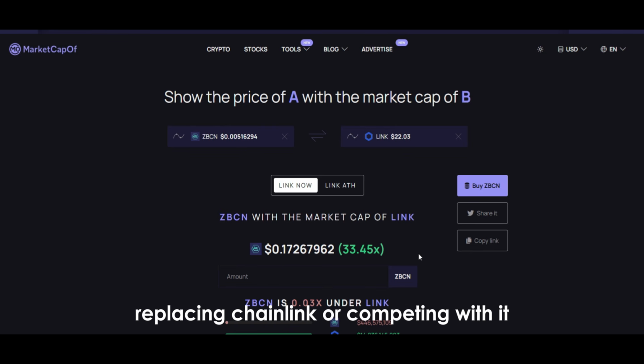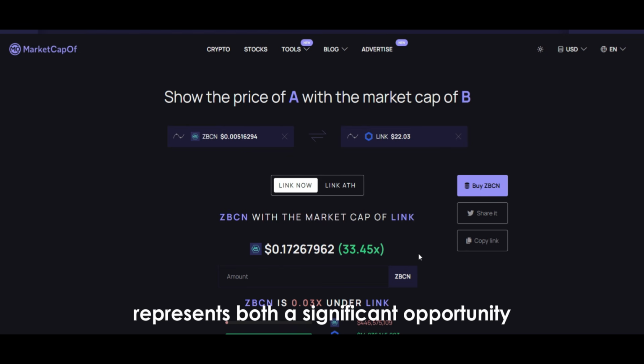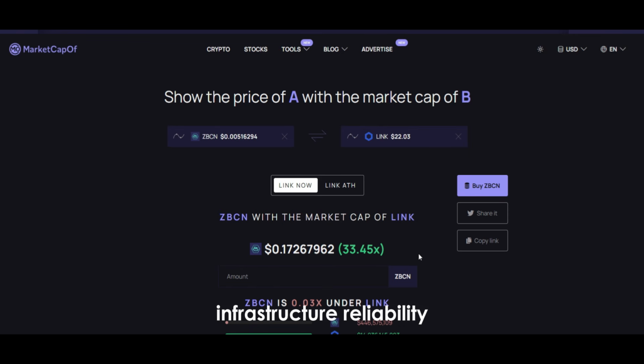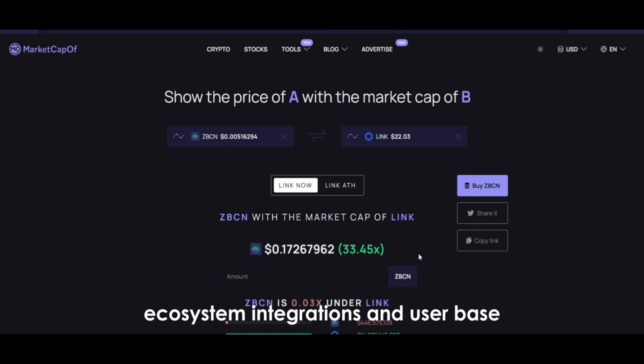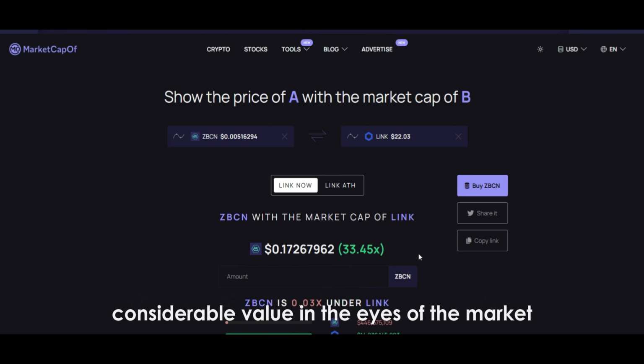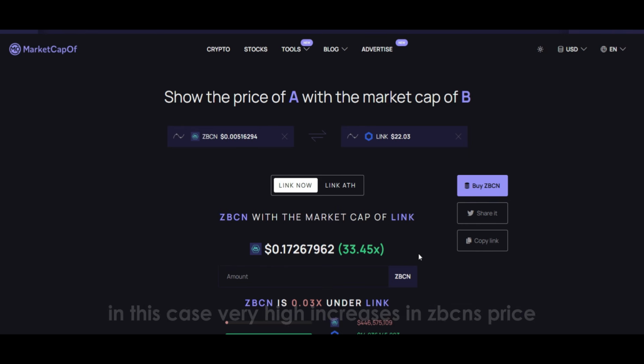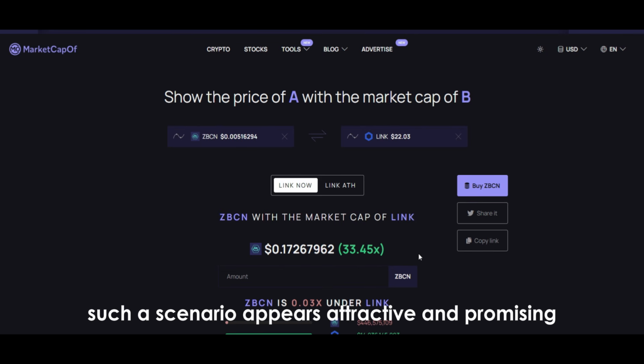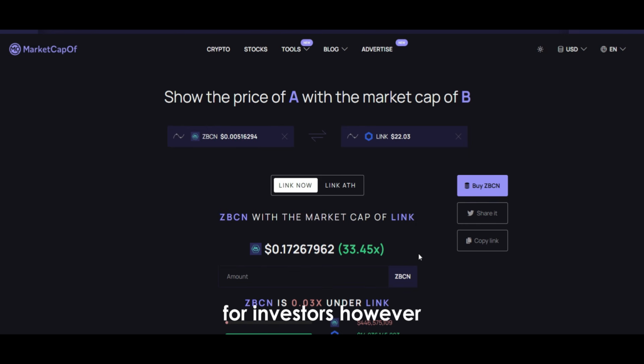Replacing Chainlink or competing with it represents both a significant opportunity and a serious challenge for ZBCN. If Zebec can successfully expand its technical infrastructure, reliability, ecosystem integrations, and user base, it can gain considerable value in the eyes of the market. In this case, very high increases in ZBCN's price, theoretically reaching 28 times or more, could become possible. Such a scenario appears attractive and promising for investors.